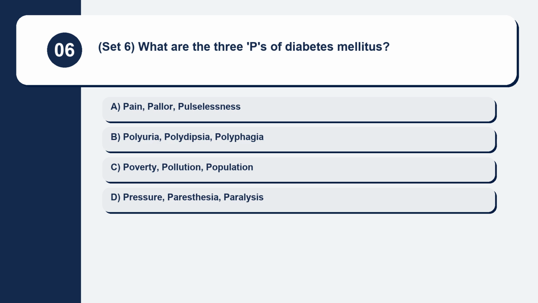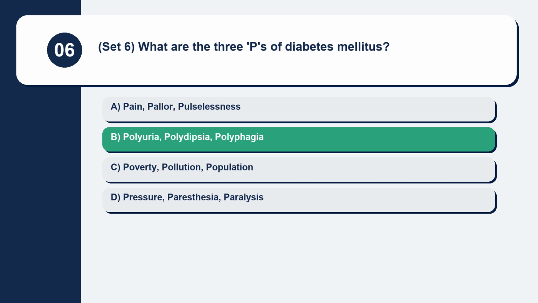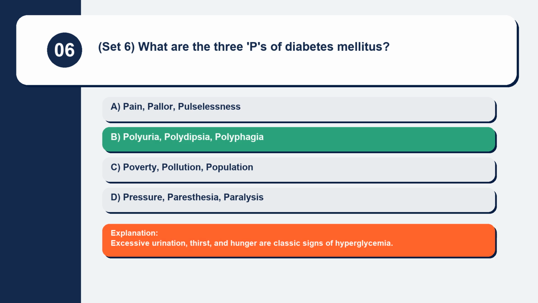Question 6. Set 6. What are the 3 P's of diabetes mellitus? Pain, pallor, pulselessness. Polyuria, polydipsia, polyphagia. Poverty, pollution, population. Pressure, paresthesia, paralysis. Excessive urination, thirst, and hunger are classic signs of hyperglycemia.